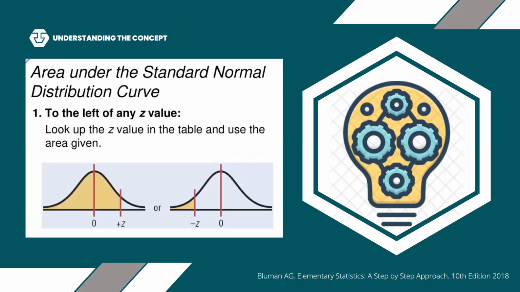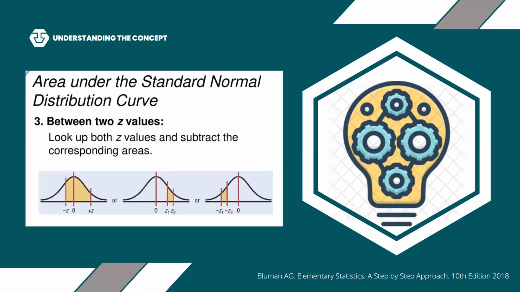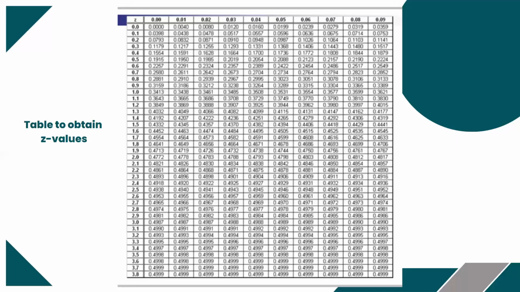Now the area under the standard normal distribution curve. Number 1, to the left of any Z value, we have to look up the Z value in the table and use the area given. To the right of any Z value, look up the Z value and subtract the area from 1. And between two Z values, look up both Z values and subtract the corresponding areas. This is the Z table to obtain the Z values for corresponding standard deviations and means.